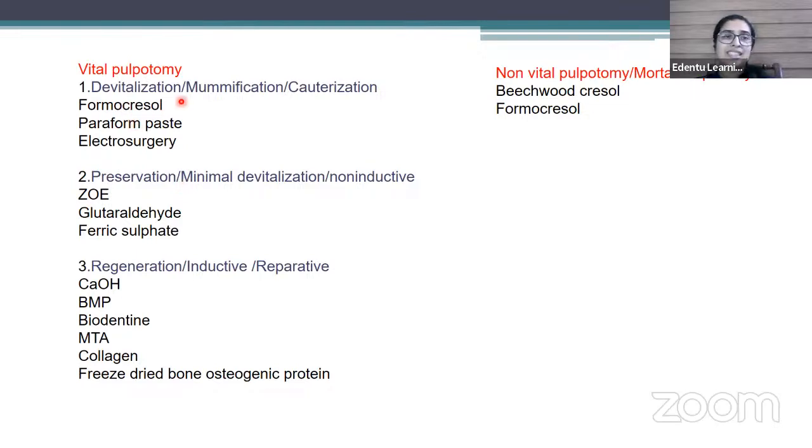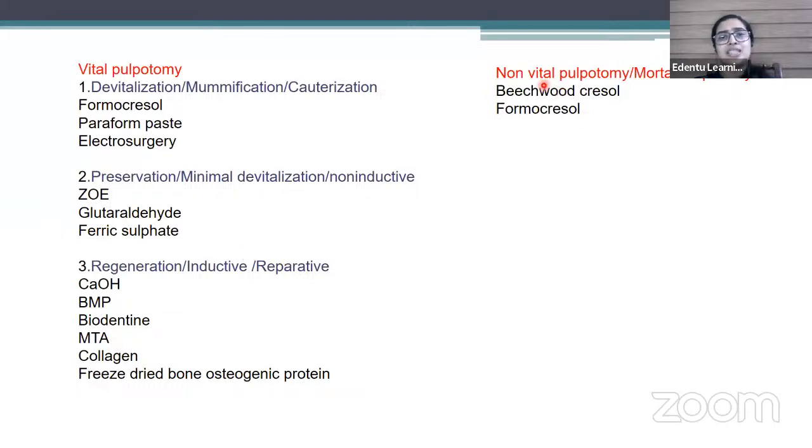Talking about the devitalization kind of pulpotomy, which is also called mummification or cauterization, we have different agents like formocresol, paraffin paste, as well as electrosurgery. Talking about the preservation or minimal devitalization or non-inductive procedure, the different materials which we use for pulpotomy are zinc oxide eugenol, glutaraldehyde, as well as ferric sulfate. And then we have yet another method of vital pulpotomy, that is regeneration or inductive or reparative, as the heading suggests. Whatever is listed under this are the materials which help in regeneration. As examples, we have calcium hydroxide, bone morphogenetic proteins, Biodentine, MTA, etc.